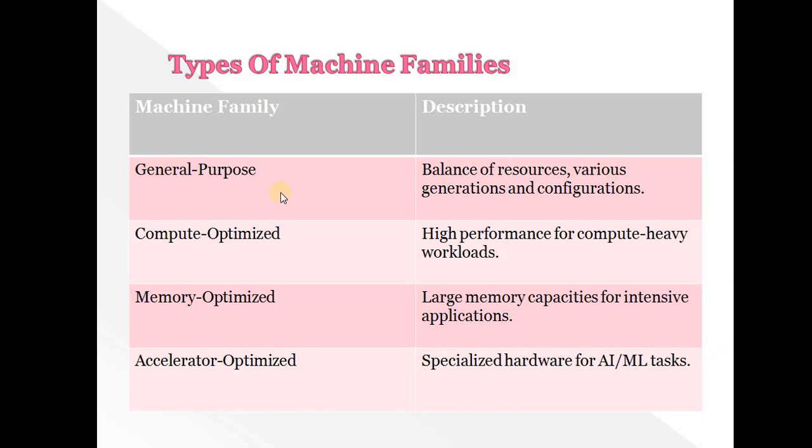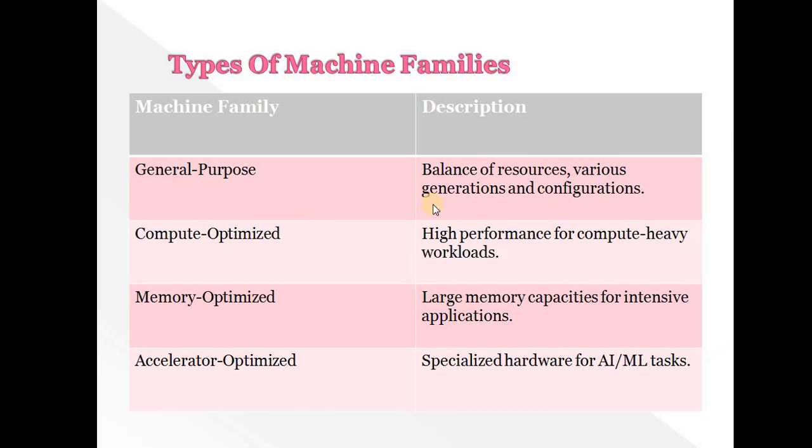Right now we have four types of machine families. Those are general purpose, compute optimized, memory optimized, and then accelerator optimized. There are four types. In which situation we are going to use which one, and which machine family we are going to choose, we are going to see in detail right now.